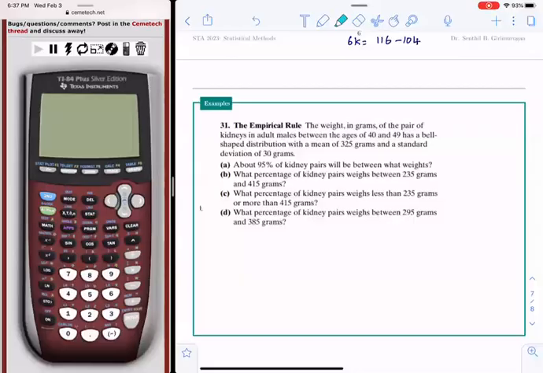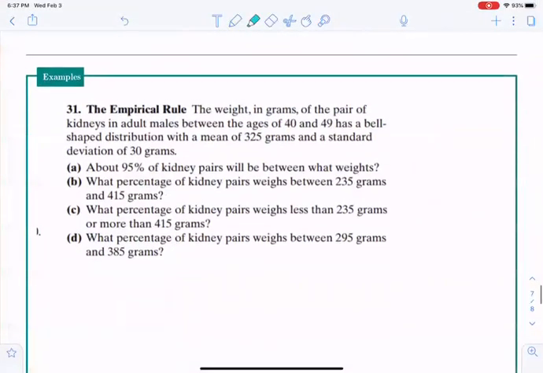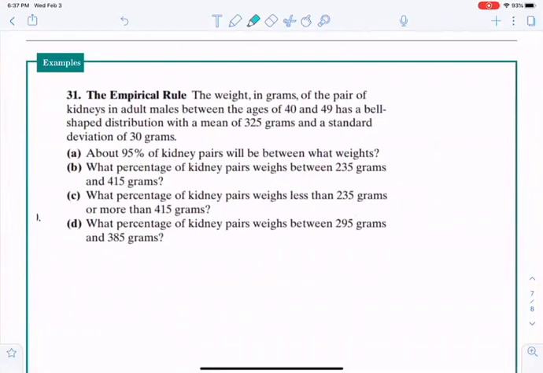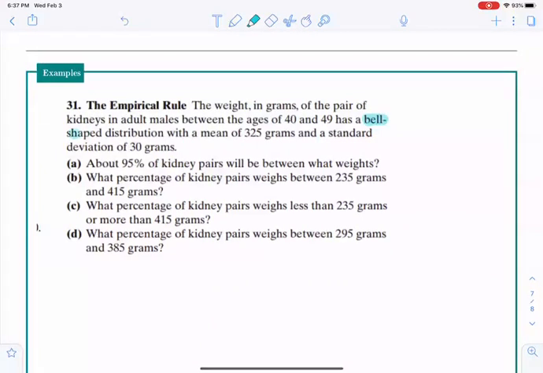The weight in grams of the pair of kidneys in adult males between the ages of 40 and 49 has a bell-shaped distribution with a mean of 325 grams and a standard deviation of 30 grams. They want to know between what weights 95% of kidney pairs would lie. The key words here are bell-shaped distribution. The quantities needed are the mean and the standard deviation.